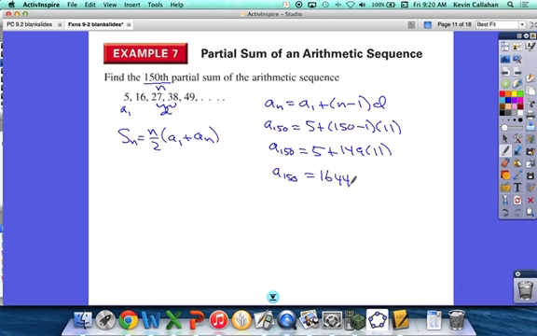Okay. Now, in terms of our formula here, that's a sub n, right? That's our last term of the sequence. So that's what we're going to plug in here. Now we have everything we need. S150 equals 150 divided by 2 times 5 plus 1644. S150 equals 123,675.